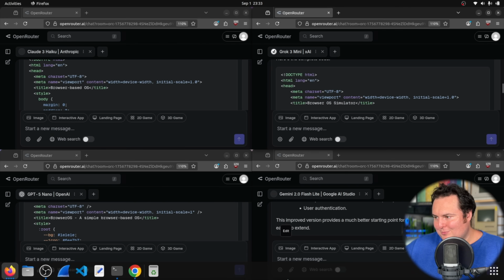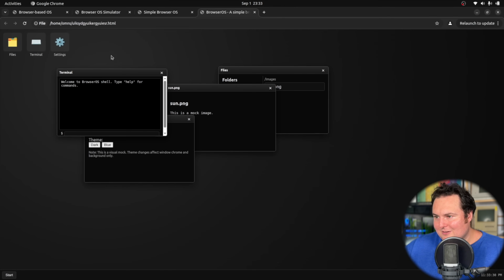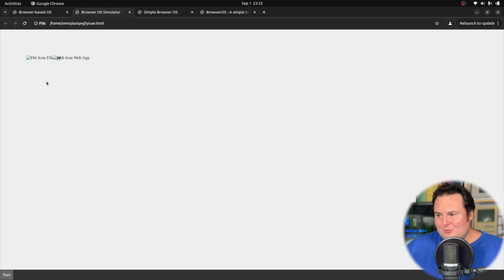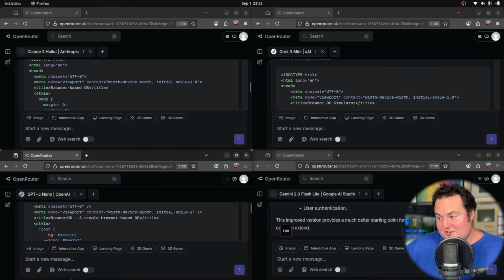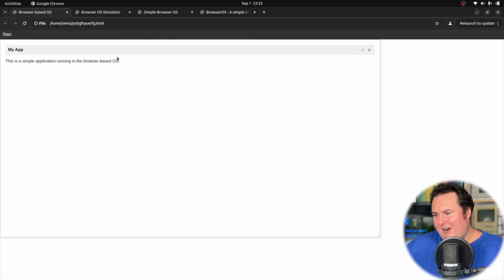All right, who did browser? Okay, so Grok is browser OS simulator. Let's take a look at that one. Okay, so that was this one, which is third to last. Anthropic was the browser dash based OS. All right, well, I can see why Claude was really hesitant to actually do this.